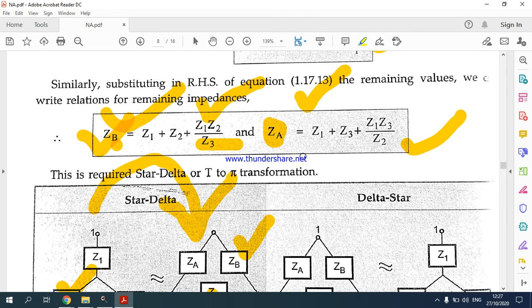Yes, sir. This expression is clear, right? Okay, fine. Next, I will move to the problem where I solve the problem by using these expressions. I will directly use these expressions in order to convert star to delta, delta to star, so that I can simplify the complicated network into simple network.